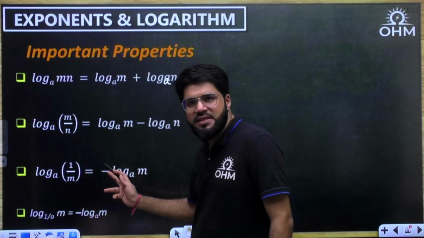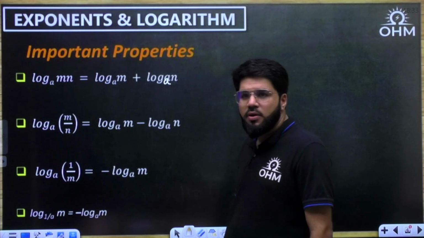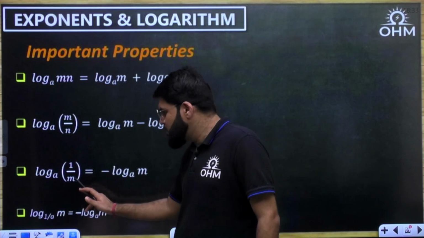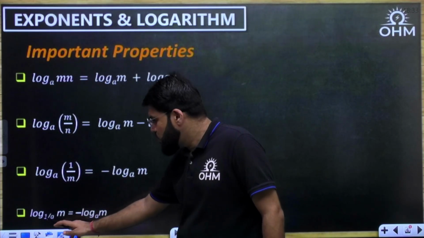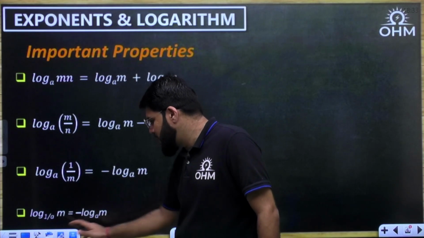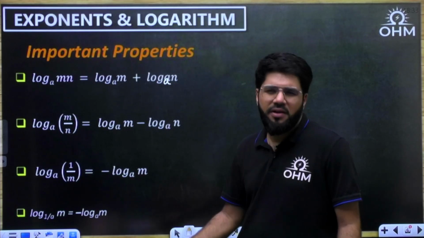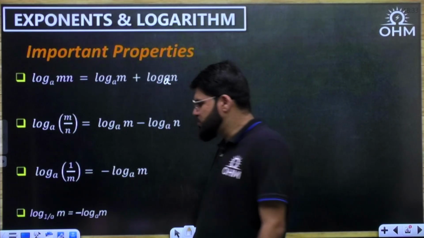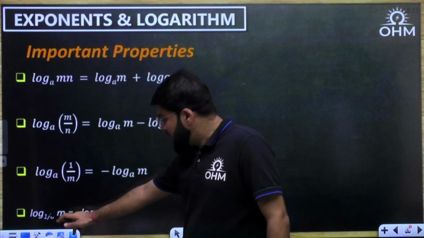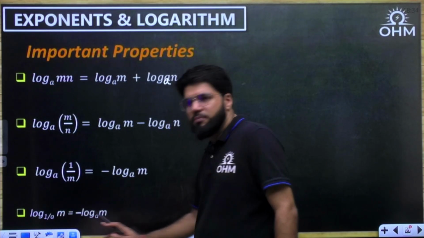Okay, log 1 is 0. So I only write minus log m. Okay, similarly, if there is the reciprocal of the base, log of m to the base 1 by a is also minus log m to the base a. Okay, we can derive it but not required. Okay, let's focus on the practice of exponents and log questions. So log m to the base 1 by a is also minus of log m to the base a.